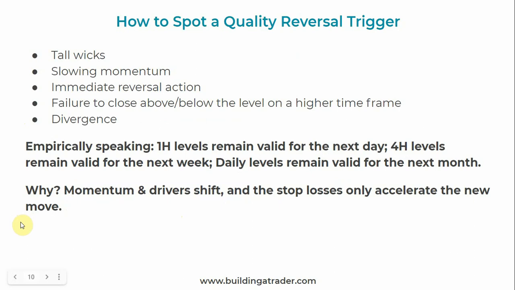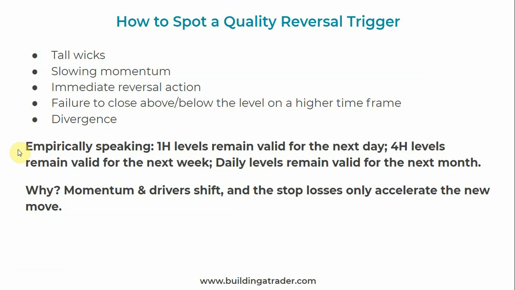How to spot a quality reversal. Tall wicks, slowing momentum, so the market breaks through and then it really slows down. Immediate reversal action, so like we saw before, bearish followed by bullish action or vice versa. A failure to close above or below the level on a higher time frame. Okay, or there could also be some divergence in momentum. That's also a big help.